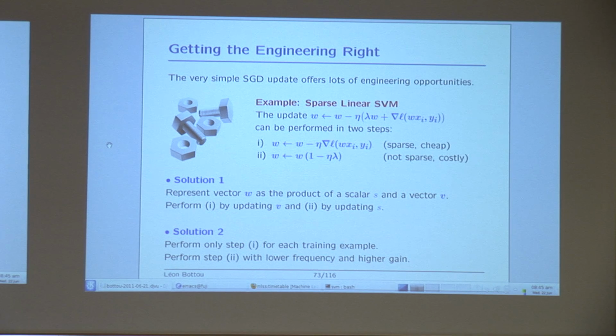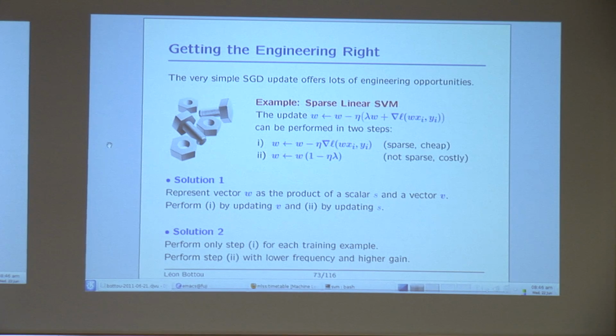Now, there is also something about the engineering part. So in the piece of code I've showed you, there was a trick to use sparsity. So if you have a sparse linear SVM, you basically can perform the update in 2 steps. Actually, it's 2 before 1. And the first one, because the gradient is sparse, is cheap. The second one is more costly. So you've seen an example of solution number 1, which is to represent the vector W as the product of a scalar and a vector, and just do the thing simply.